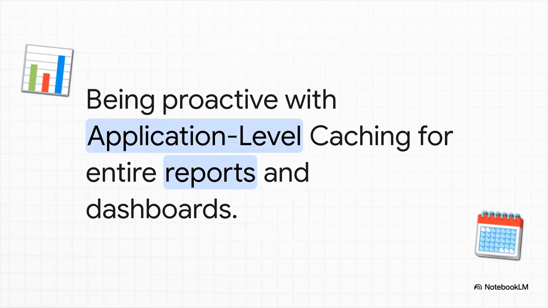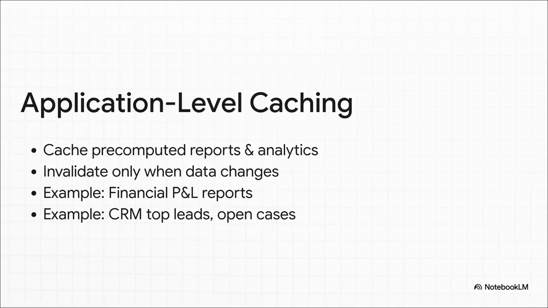This leads us to our fourth and final strategy, application-level caching. You could also call it business-level caching. The key here is being proactive. So instead of waiting for someone to ask for something, you pre-compute these complex, data-heavy results. We're talking about things like a quarterly P&L statement or a list of the top sales leads or some really complex analytics. You cache the entire finished report.